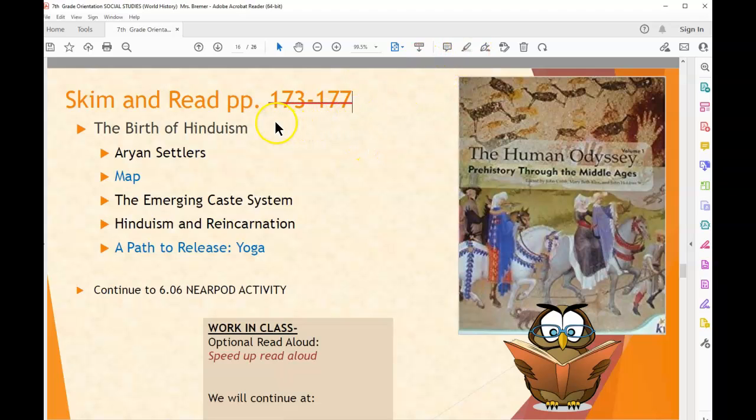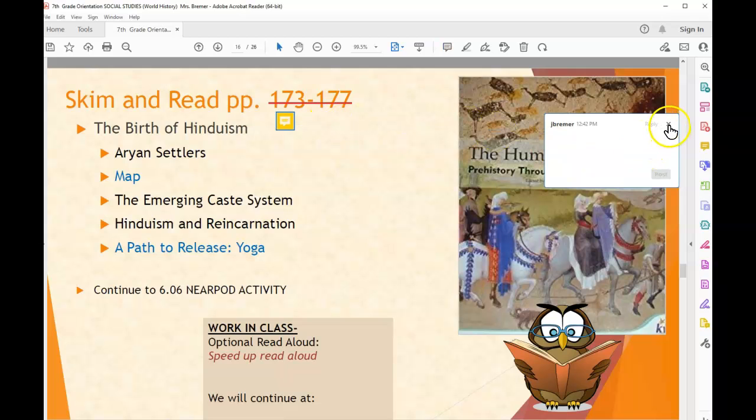All right, and let's put in, so that should actually be pages 179 to 183. Okay, pages 179 to 183 is what you're going to be on. You're going to take a look at the birth of Hinduism and Aryan settlers. So this group of people called the Aryans.